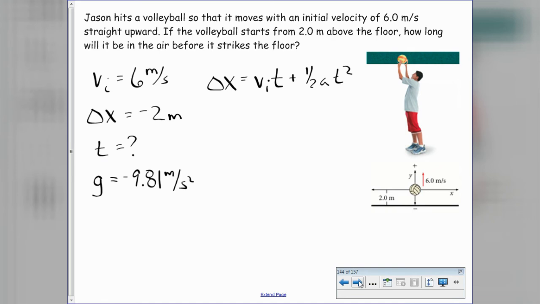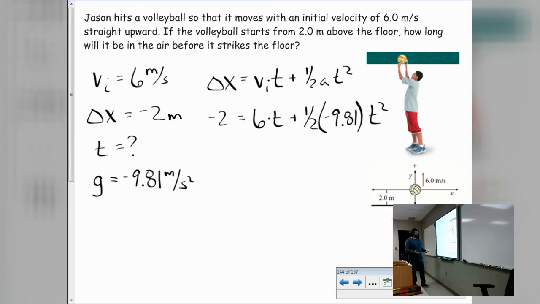So let's go ahead and plug in our numbers now that we have that. The displacement is negative 2. The initial velocity is 6 times time, which we do not have, plus half of negative 9.81 times time squared. At this point, with this equation, you might realize that we're not going to be able to solve it using our traditional methods. We have a variable in the equation twice, t squared once, and just t by itself the other time. But I think if I rewrite the equation, you might recognize what we need to do.